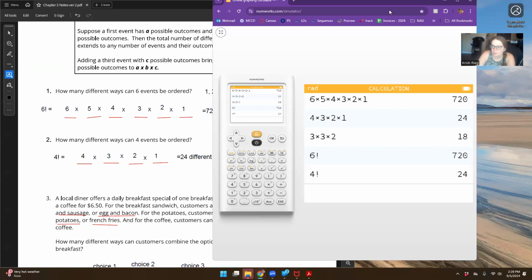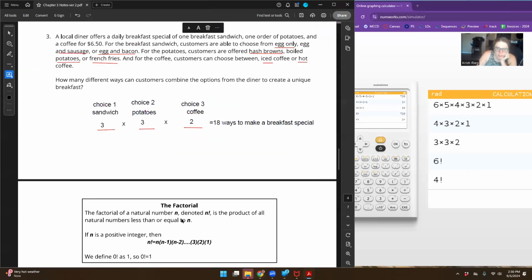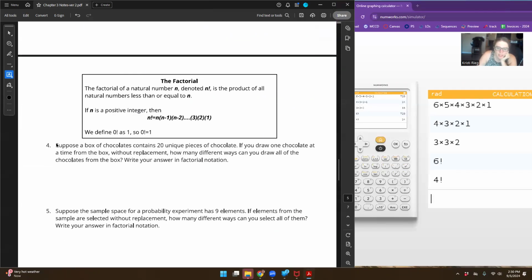Okay, what does that give us here? It says, suppose a box of chocolates contains 20 unique pieces of chocolate. If you draw one at a time, how many different ways can you draw all the chocolates? I'll come back to it. We'll just continue on this.